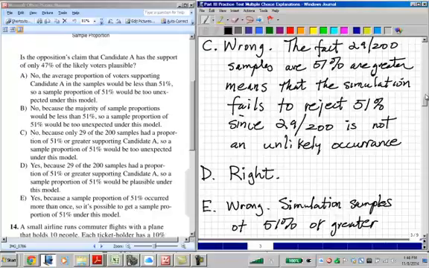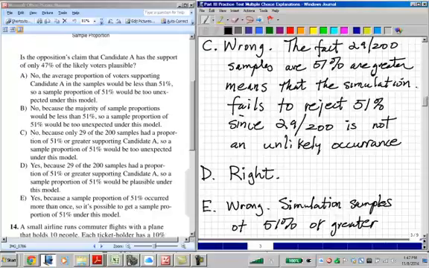Okay, D. Now remember, we're answering the question, is the opposition's claim incorrect that candidate A has a support of only 47%? Is it incorrect? D. Yes. Because 29 of the 200 samples had a proportion of 51% or greater supporting candidate A, so a sample proportion of 51% is plausible. Okay? All right. And that's the right answer.